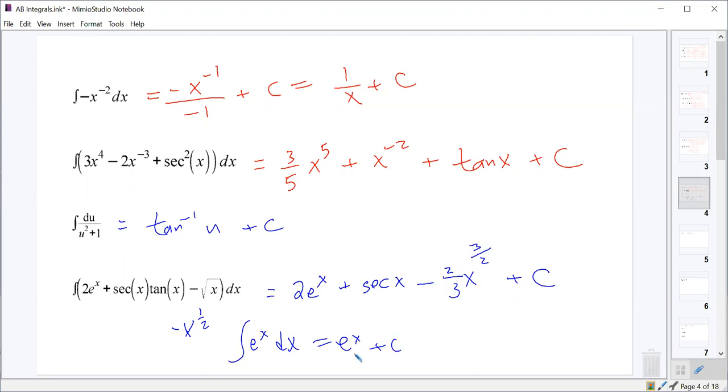Which should hopefully make sense because remember, derivatives and antiderivatives are inverse operations, and we know the derivative of e to the x is e to the x, so the integral of e to the x should be e to the x. And a constant doesn't affect anything, right? The constant just sits there.